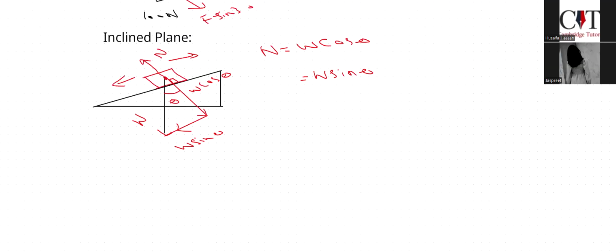Okay, so what about friction? If the object is moving, then you would have two forces. One would be in this direction, and the other in this direction. One would be the friction, and one would be the driving force. They both would be balanced by W sine theta. So if this is the driving force, the friction would be here. So W sine theta plus driving force is equal to friction.